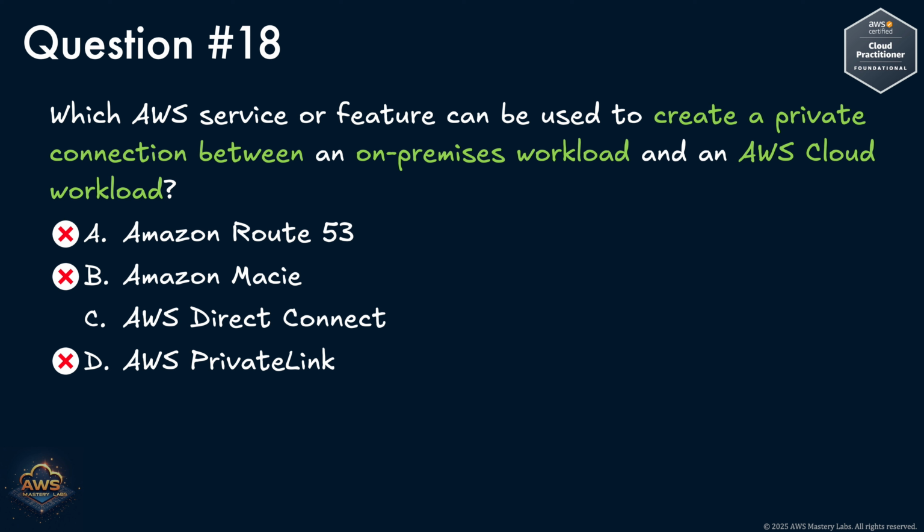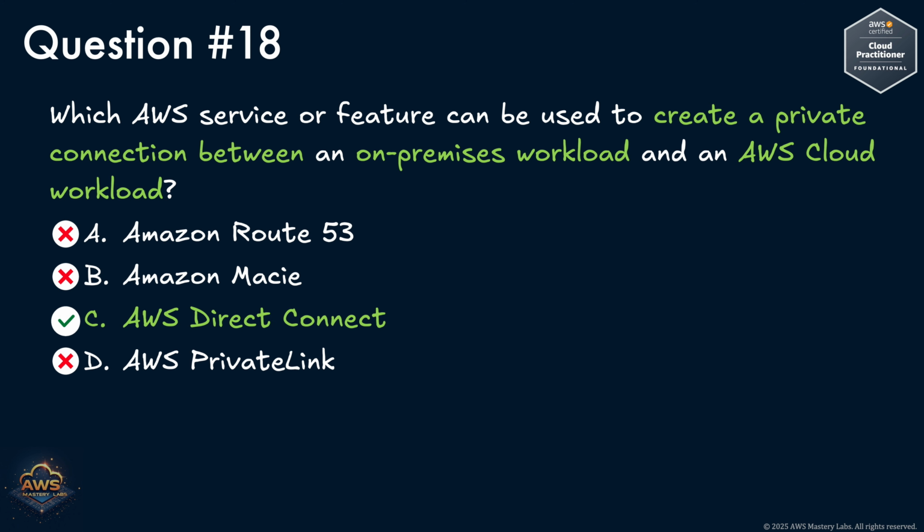Option D, AWS PrivateLink. AWS PrivateLink is used to privately access services hosted on AWS over the AWS network. It does not directly connect an on-premises environment to the AWS cloud. Instead, it's typically used for accessing AWS services or VPC endpoints from within AWS, or through a VPN or Direct Connect gateway when extending to on-prem. While it plays a role in private access within AWS, it's not the direct method for connecting to an on-premises workload. Incorrect in this context, because PrivateLink enables private access within AWS, but not a direct private link from on-premises to AWS.